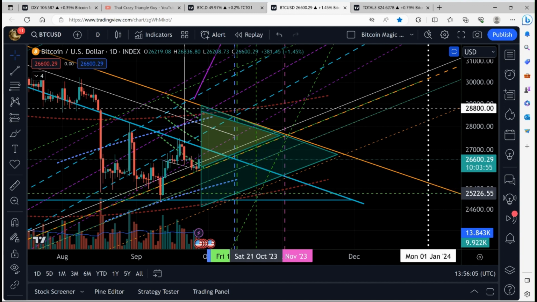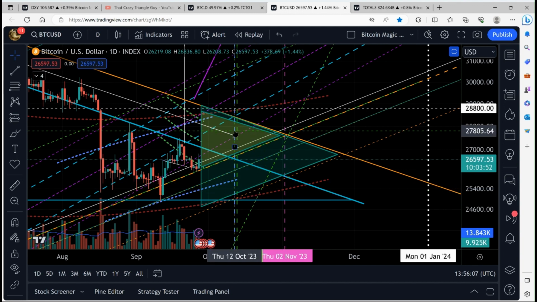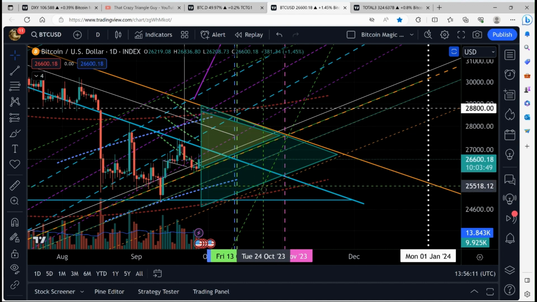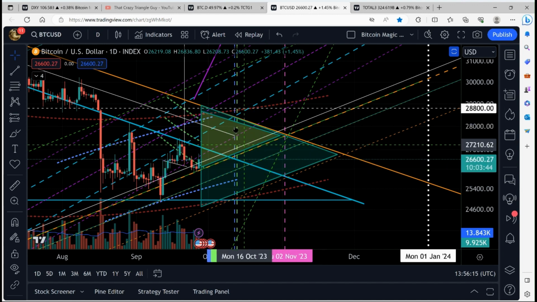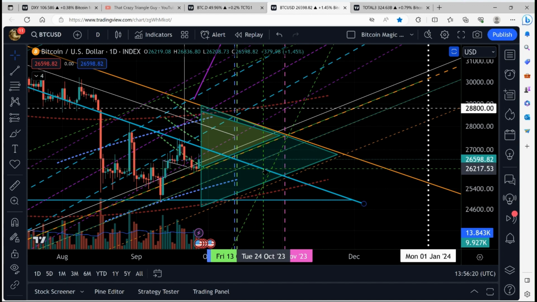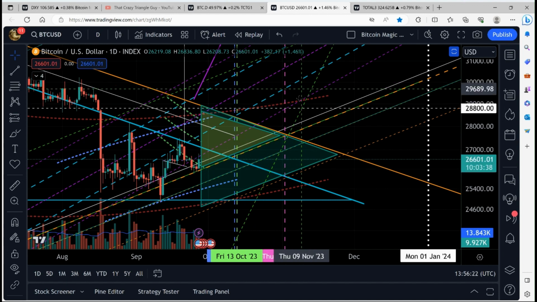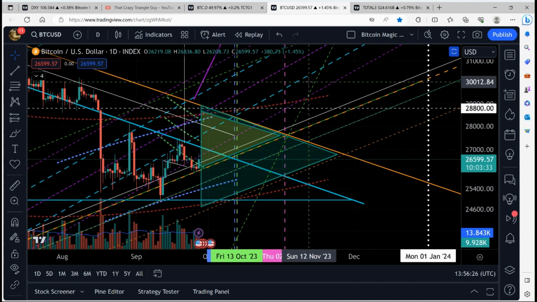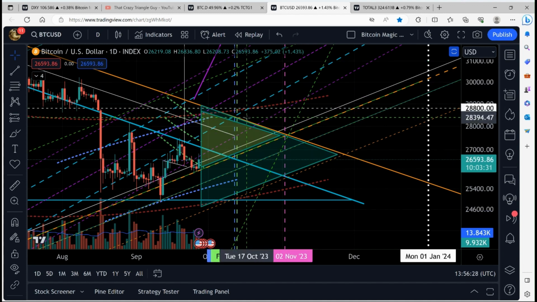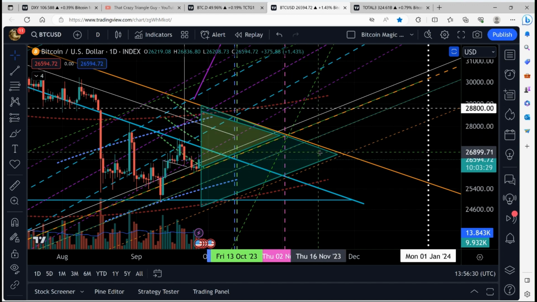But safely, we could even come all the way down here. We'd still be within this triangle here. And that being said, if we do get rejected, I still see Bitcoin and the entire crypto market moving upwards. This is where we start our move. This would just be a minor setback because these will get approved.